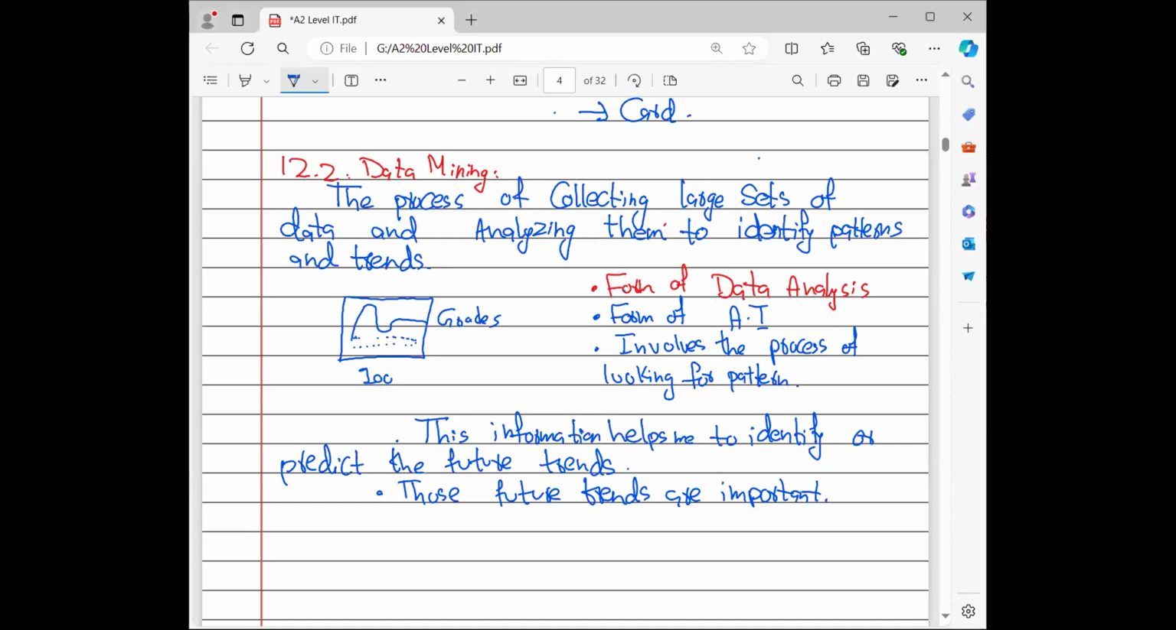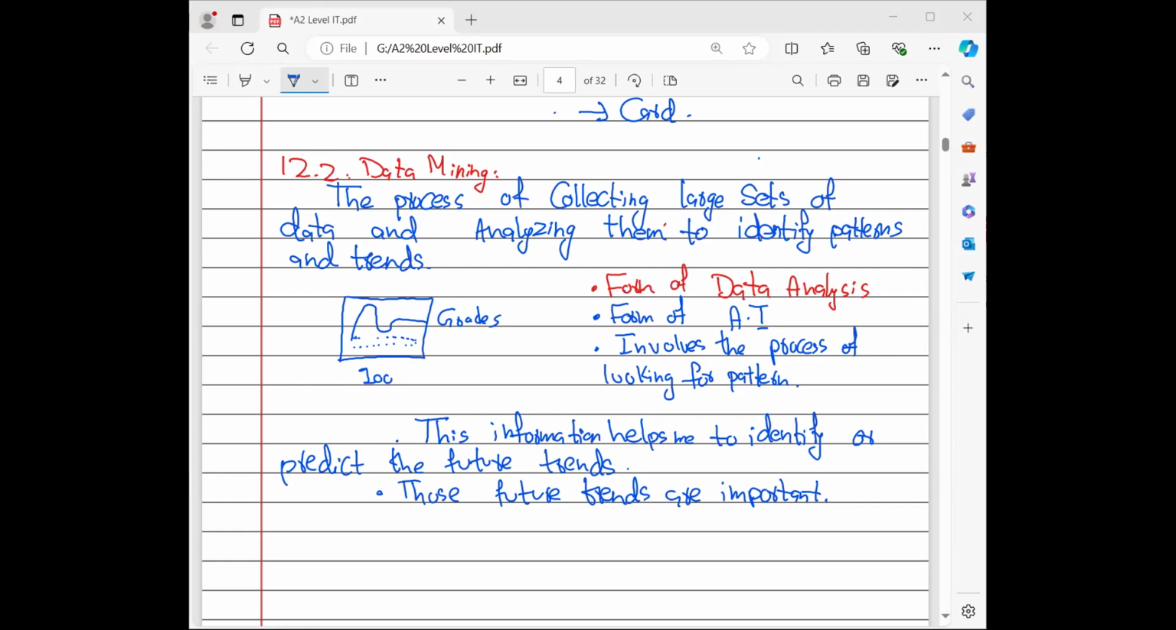Okay. So far we will be discussing data mining today, and data mining is basically a form of data analysis, and it's basically a process where you collect large sets of data and analyze them to analyze the trends in that. We have discussed in our last class that this is basically a form of AI. What is the reason? Because this basically involves searching through and analyzing large sets of data so that you can possibly understand the trends and the patterns in that.